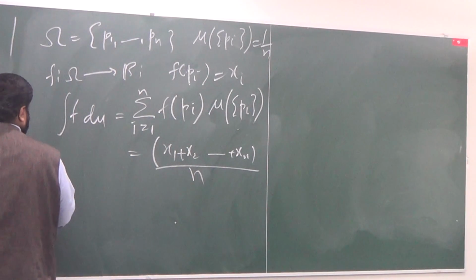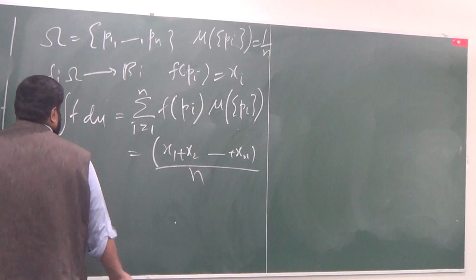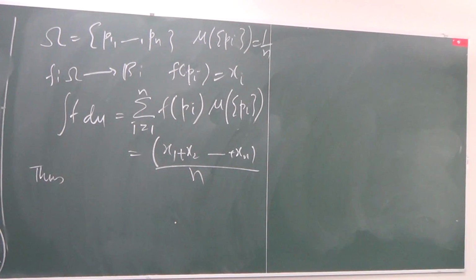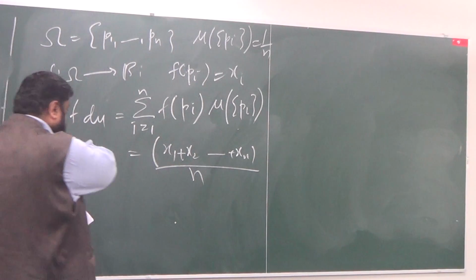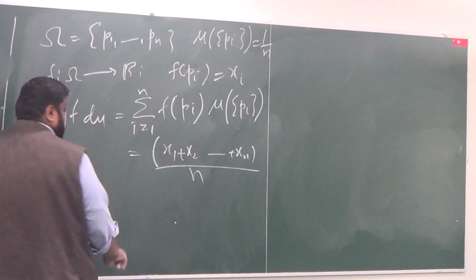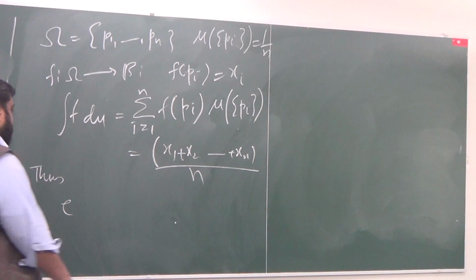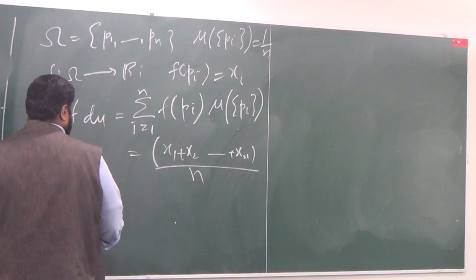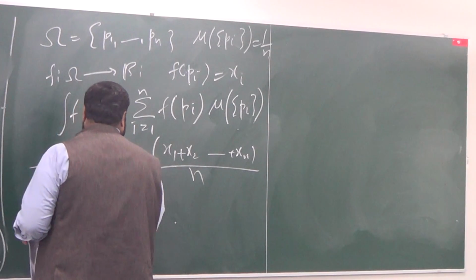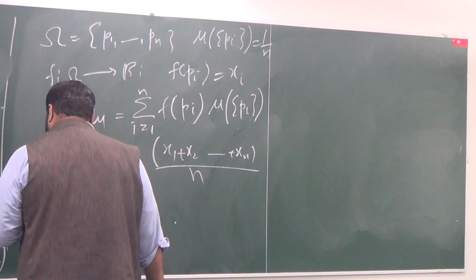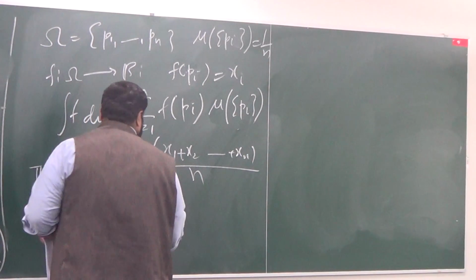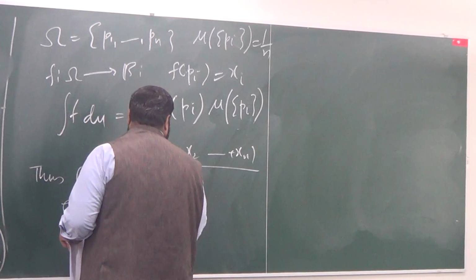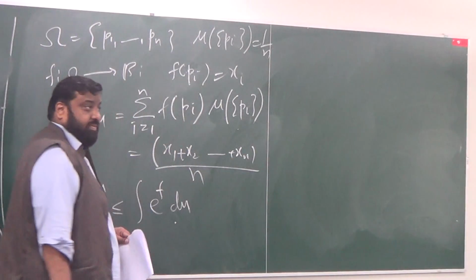Thus, if I use Jensen's inequality and take phi to be the exponential function, then what this shows is that e to the integral f d nu is less than or equal to the integral of e to the f d nu.